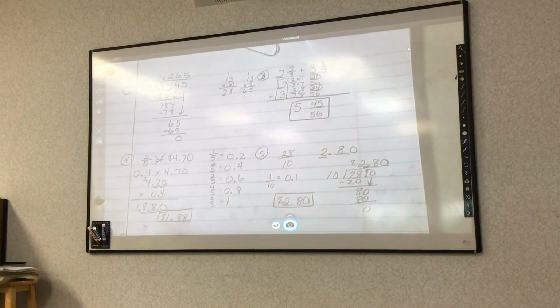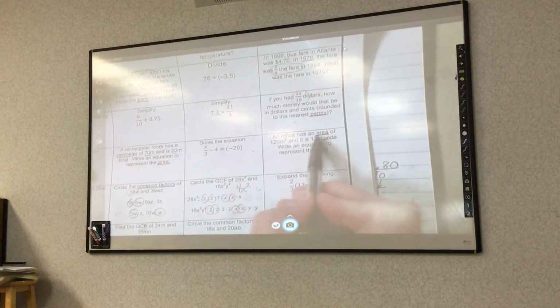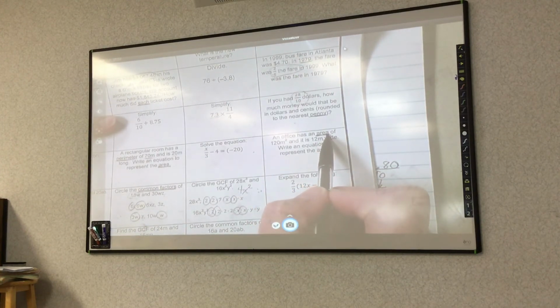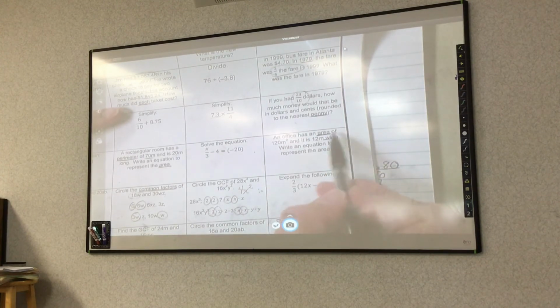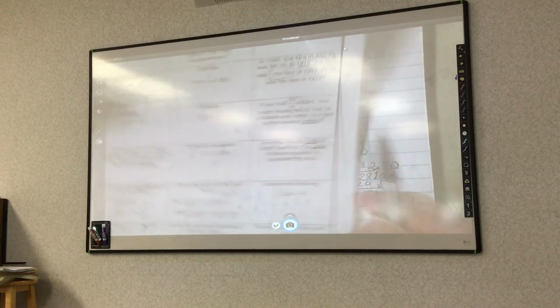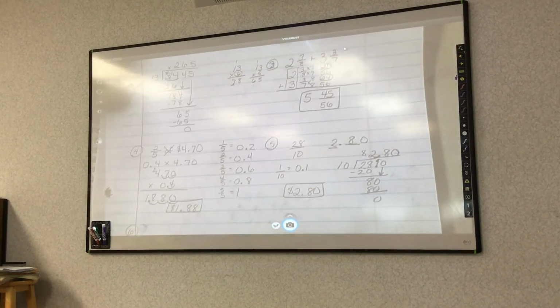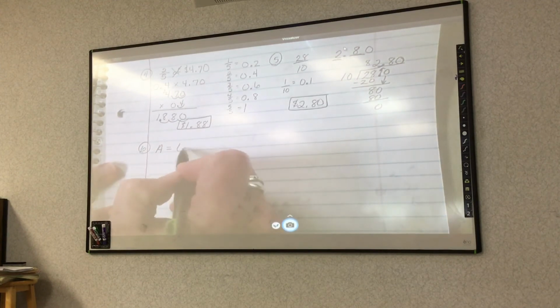Number 6. An office has an area, notice I'm underlining clue words here. So even if you're working on your own, hopefully you're underlining clue words, of 120 meters squared, and it is 12 meters wide. Write an equation to represent the area. Okay, what's the equation to finding area? Area equals what? There we go, length times width.